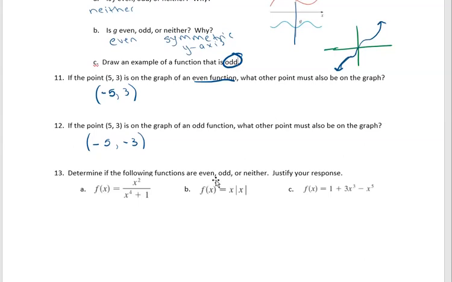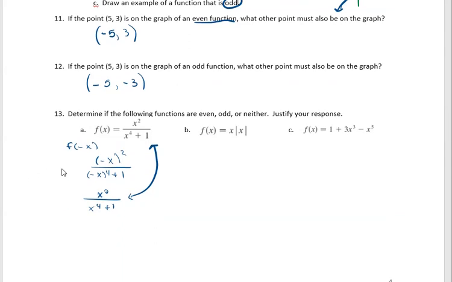Now let's determine if these are even, odd, or neither. So to check that out, we need to put in the reverse. So we have f of x. So let's check f of -x. So that would give us (-x) squared over (-x) to the 4th plus 1. A negative squared is positive. A negative to the 4th is a positive. So when we put in the negative, we got back exactly to where we started. That means this one is even.